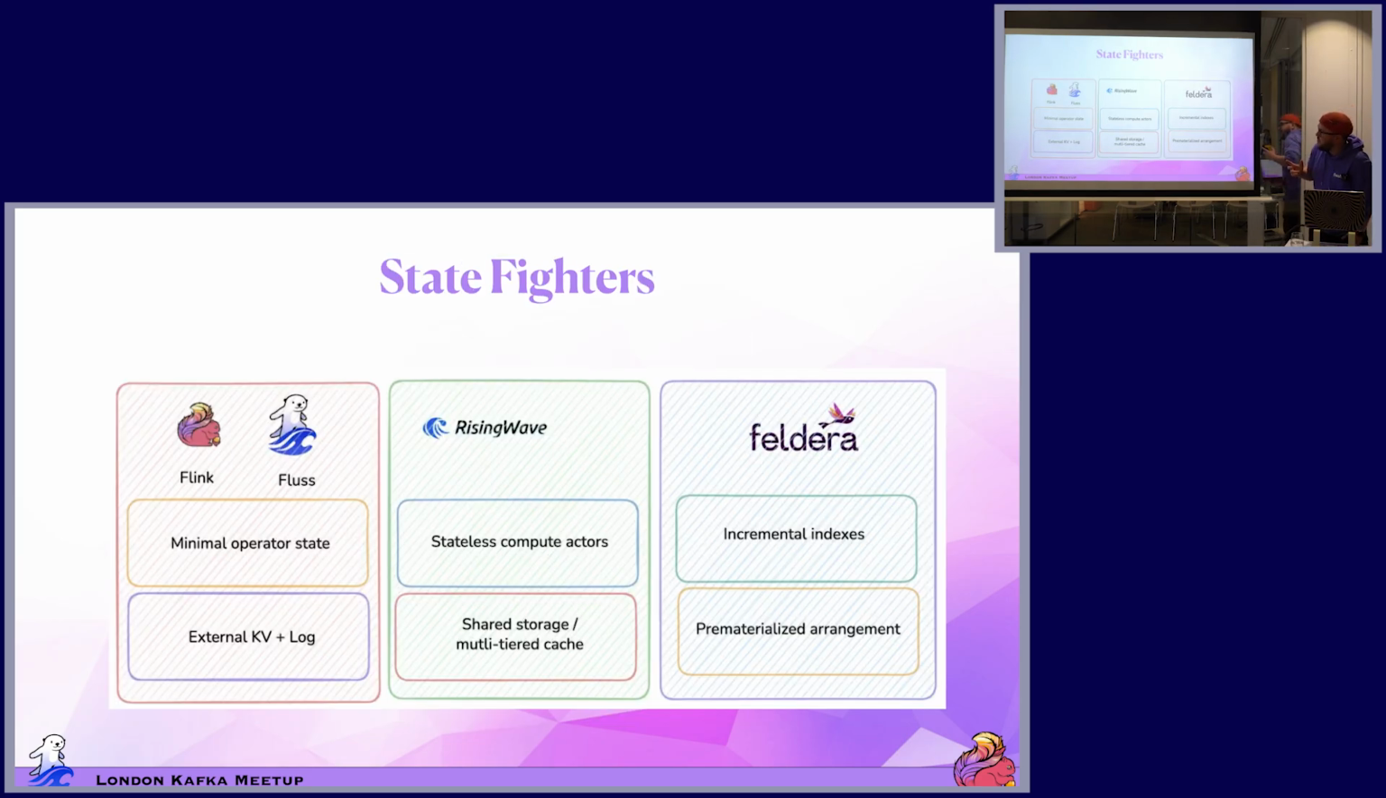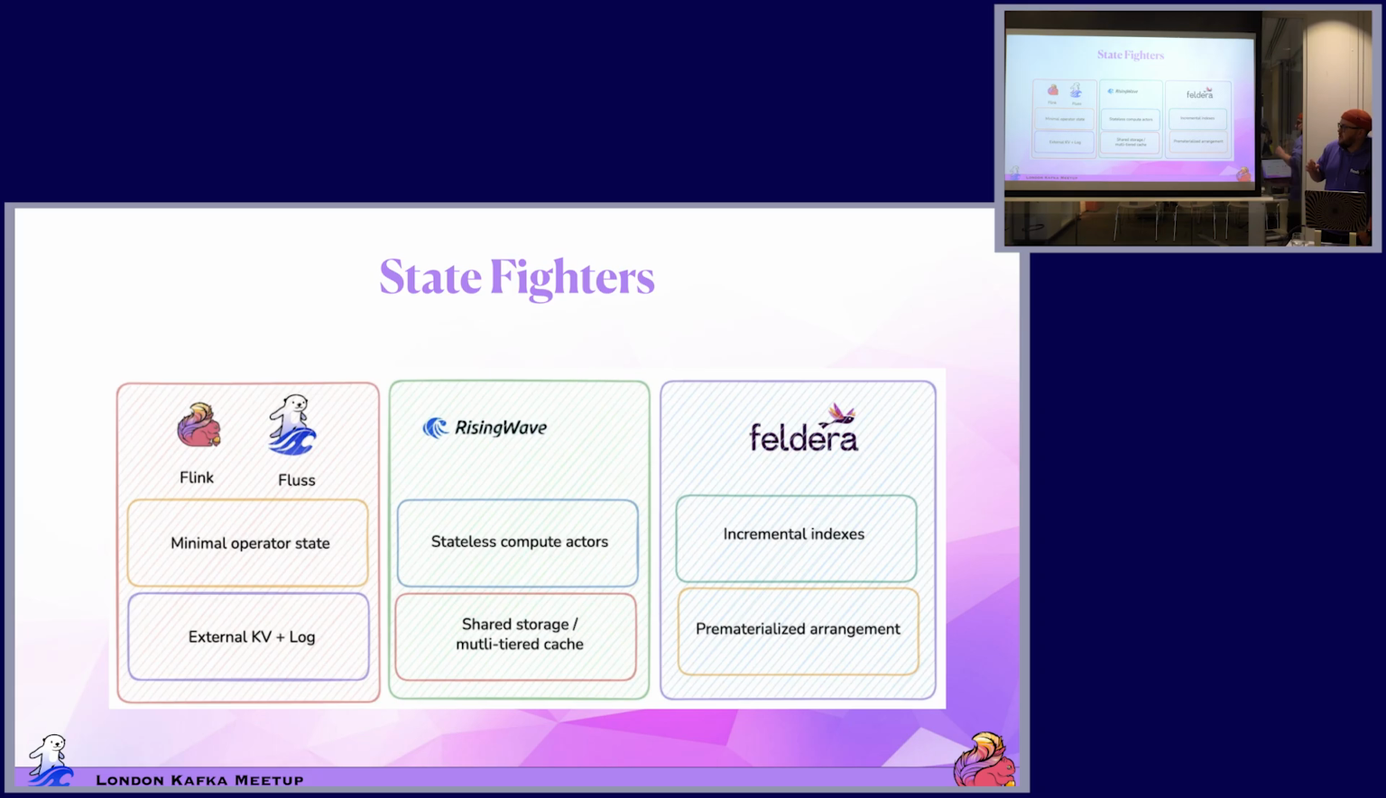As I said, I compared Feldera, Flink with Fluss, and then RisingWave, and I think I already told you about Feldera. The whole idea is pre-materialized state and incremental indices, and then at every moment of time you can reason about what should be emitted to the next stage.